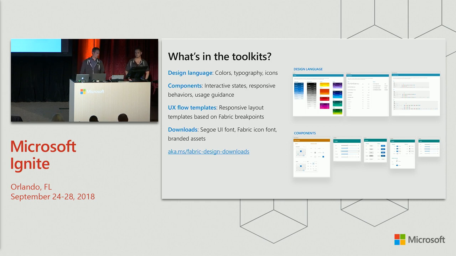And of course, downloads, so you can download our Segoe UI font, the Fabric icon font, and use those in your applications, including the branded assets that Peter was talking about. So again, the file type icons, we've heard from a lot of customers that they really like to have access to those so they can leverage them in their apps.